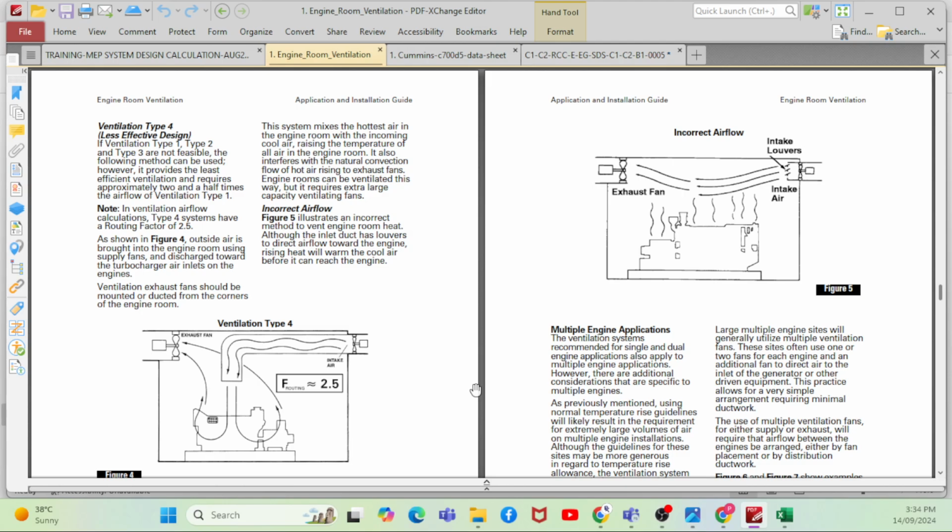Okay. So this is the way to calculate the generator ventilation fan airflow requirement.